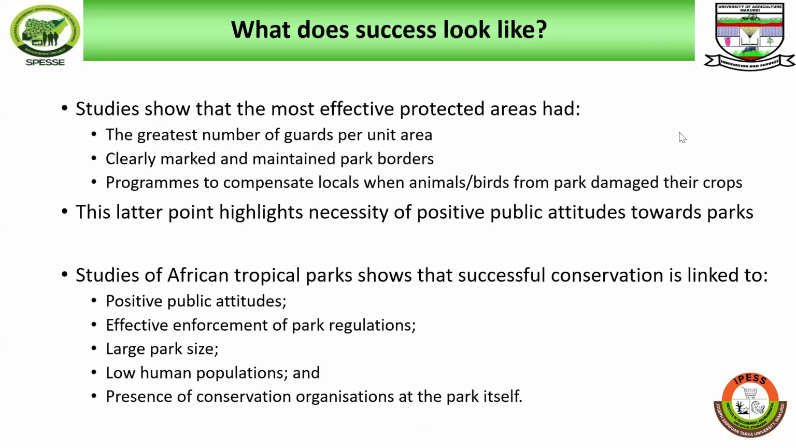Now, what does success look like? Studies have shown that the most effectively protected areas had the greatest number of guards per unit area, clearly marked and maintained park borders, and programs to compensate locals when animals or birds from the park damage their crops. If you have these sorts of things to protect the locals, you're going to have a positive attitude towards parks from the locals and see some support.